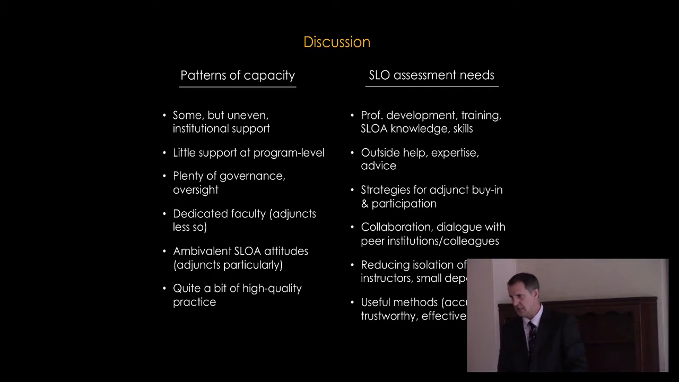They need this, and certainly the AELRC stands to supply that and has done this survey, this research to discover precisely this sort of thing and do this sort of thing. They need more outside help and expertise. Again, AELRC has a role to play here. Perhaps strategies for adjunct buy-in and participation, more collaboration and dialogue with peer institutions and colleagues, reducing the isolation of single instructors and small departments, and useful methods. This didn't come up in my presentation here, but what they wanted were accurate, trustworthy, effective assessment tools to be able to do assessment productively.